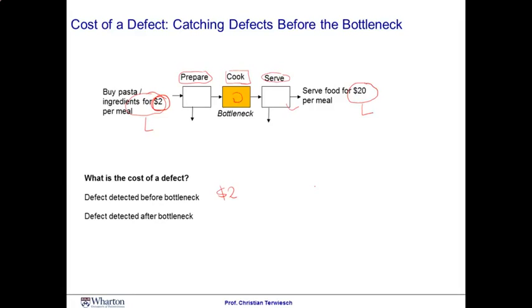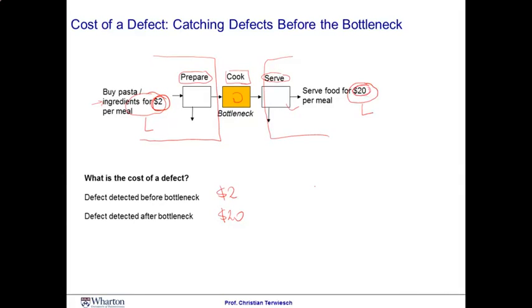Since the bottleneck is a constraint on the process, we really have to charge $20 to this type of defect. So you notice how defects that are happening before the bottleneck are really just driven by the input prices. Defects that are happening after the bottleneck, however, need to be valued at the cost, or more strictly speaking, the opportunity cost of a unit of sales.